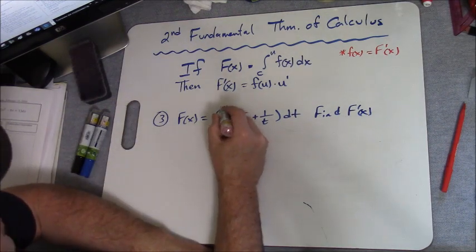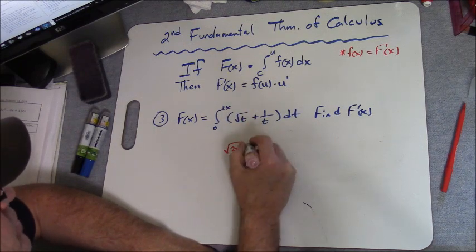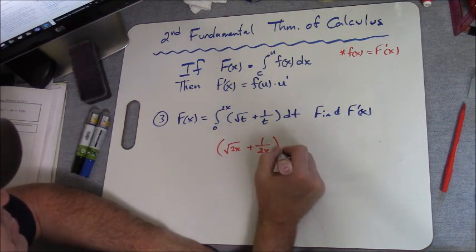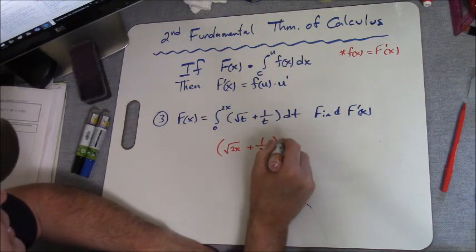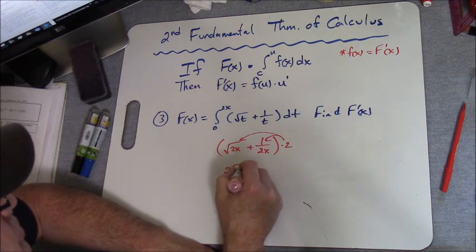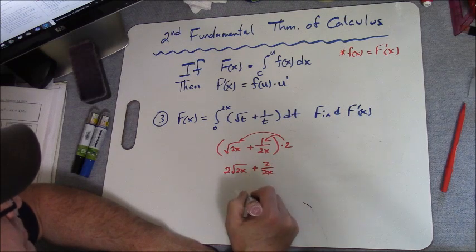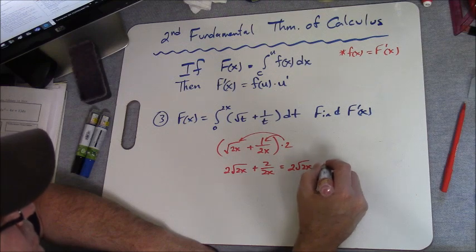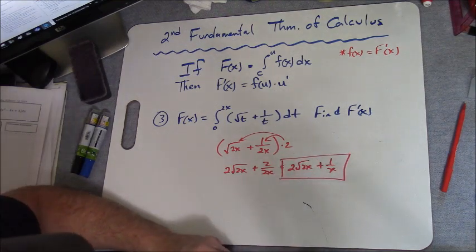All right, so all I got to do is plug 2x into this function. So I get the square root of 2x plus 1 over 2x times the derivative of what we just plugged in, which is 2. And so if I distribute that, I'm going to get 2 root 2x plus 2 over 2x, which would equal 2 root 2x plus 1 over x. There's my answer.